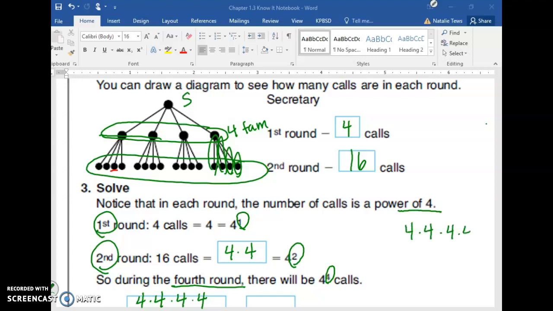32. Okay, somebody do the math for me. 16 times 16 is? 32. No. Oh. Use your calculator. 256. Somebody verify that, please. Okay. 256. So finish this out. How many families will be notified on the 4th round of calls? 256 families.